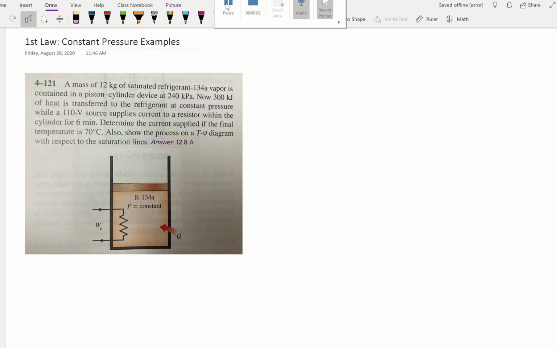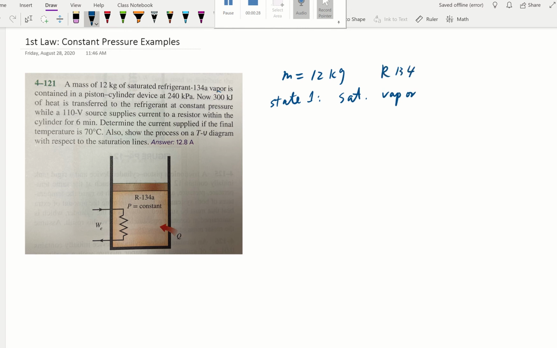Hi, in this example, we're going to look at the first law for a constant pressure device. Let's see what we have here. This is a mass of 12 kilograms, and it's at a saturated vapor. So state one, they already tell us it's going to be saturated vapor.